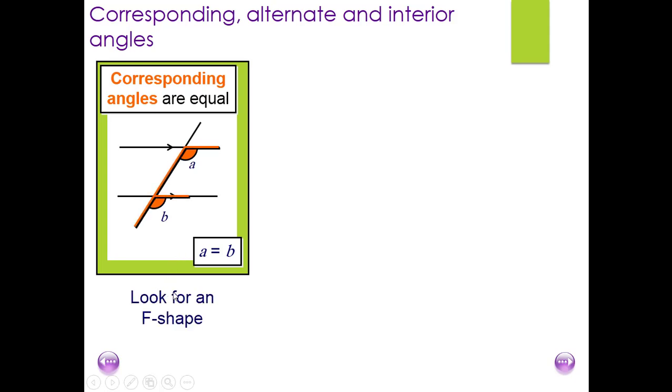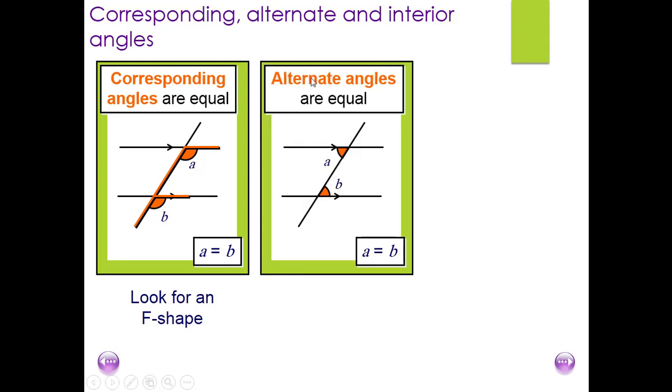So look for an F shape. Just try to draw an F shape, and we will have the same angles. A and B are the same angle. The second one is the alternate angles. Here we make a Z shape, and you will have equal angles, A and B.